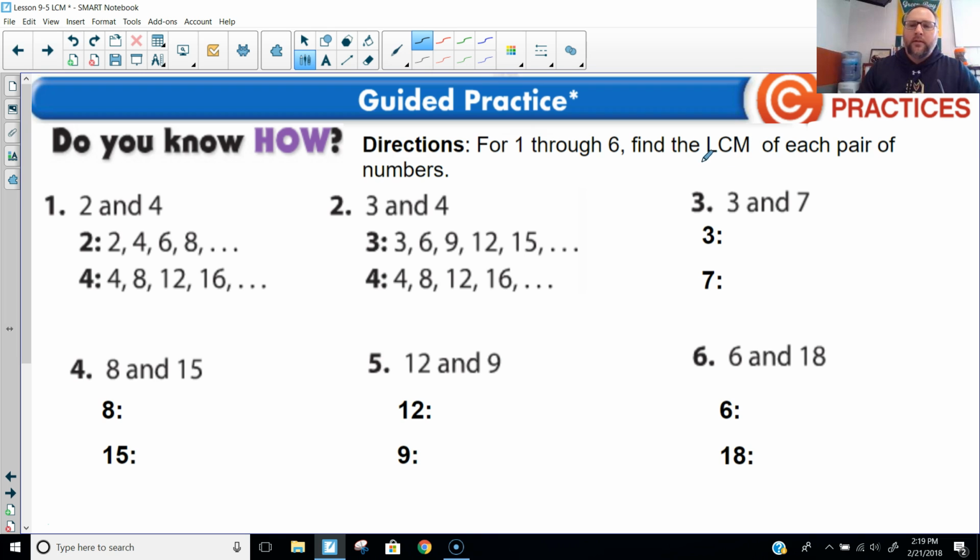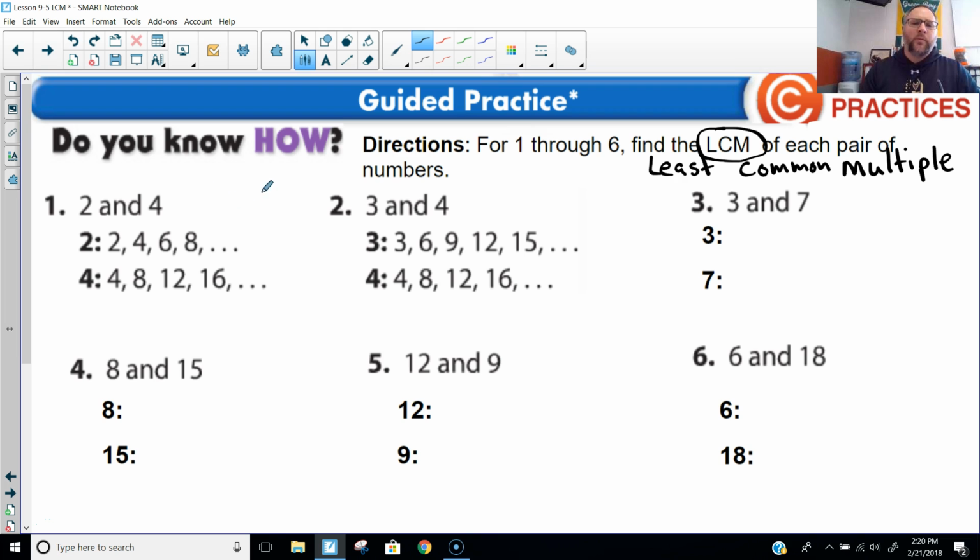Least common multiple. It is important to understand the term LCM. Typically when somebody's asking you to find the least common multiple, they'll say find the LCM. So make sure you understand that LCM stands for least common multiple.